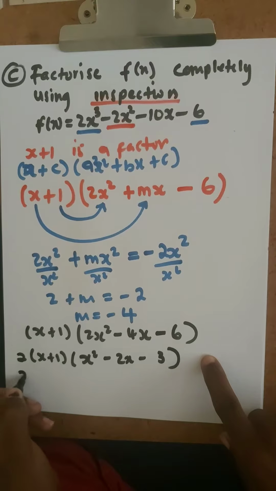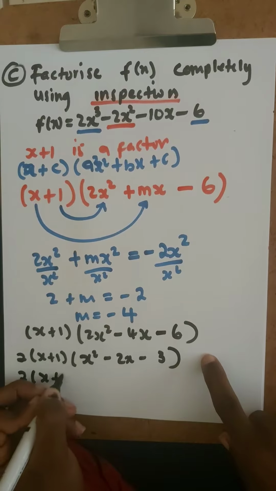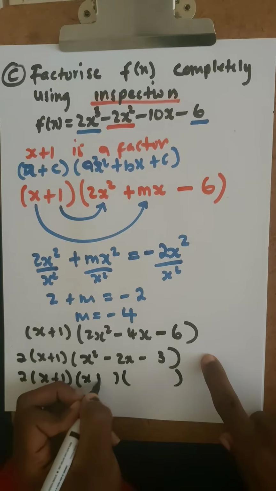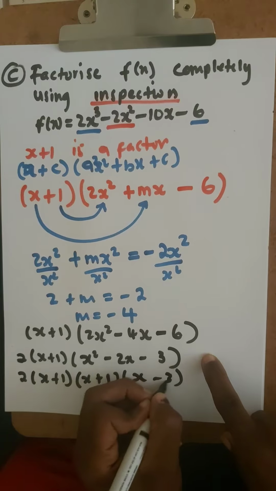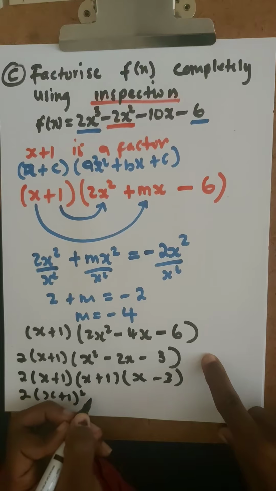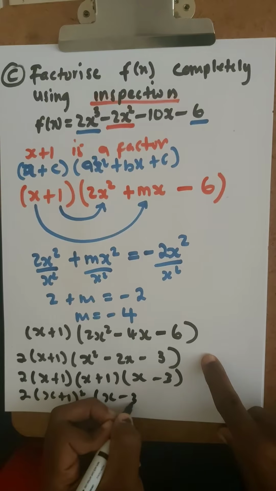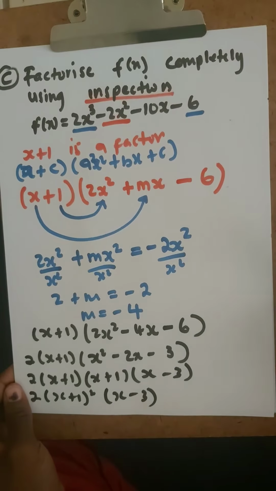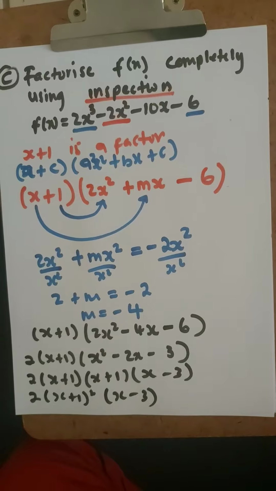Then you have 2x plus 1. Then you factorize that the same way: x plus 1, x minus 3. Which is just 2x plus 1 all squared, x minus 3. So when you use inspection and the normal method, we get the same answer.